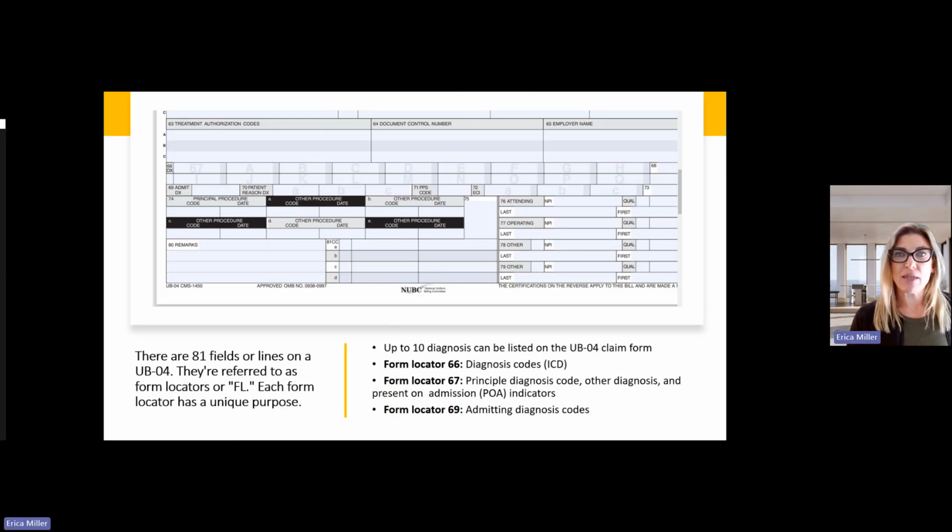All right, up next, the question is, how many diagnoses can be listed on the UB04 claim form? Well, there is room for up to 10 diagnoses. Something that's unique about the UB04 claim form is that there are 81 fields. They're referred to as form locators, just a little bit different than that CMS 1500 claim form. But again, up to 10 diagnoses can be listed on a UB04 claim form.